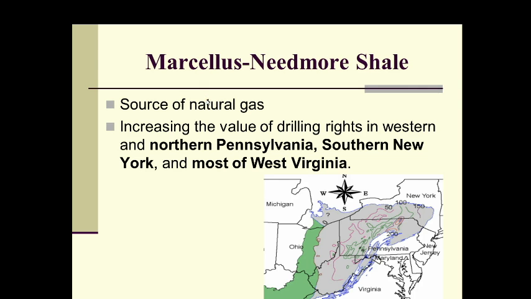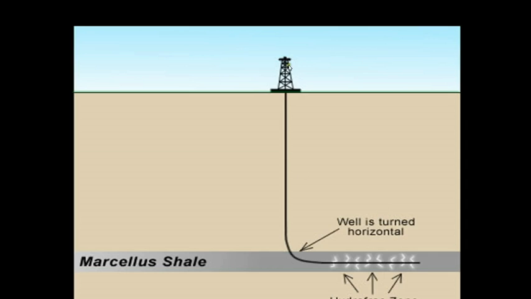Here's something a little closer to home, the Marcellus Needmore Shale. It's a source of natural gas. It's caused an increase in the value of drilling rights in the area which it encompasses. Most of Pennsylvania, most of West Virginia, a little bit of Ohio, a little bit of New York. To access this source, put in a well, drill down to the shale, and then turn horizontally. In order to access the natural gas within the shale, it requires fracking, which has another whole host of environmental impacts.